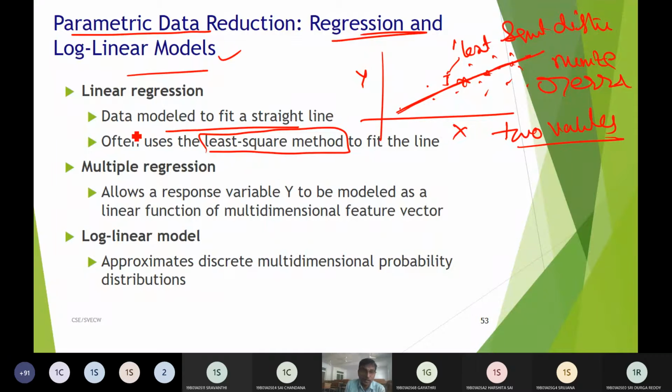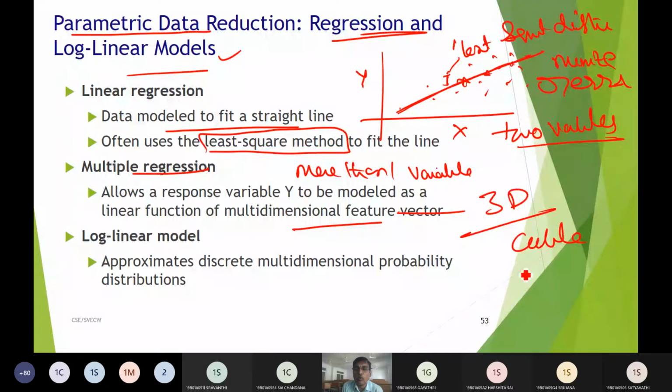Next, when we are dealing with multiple variables, we will be having more than one variable. If we are going to talk about more than one variable, then we will be getting the multiple regression at this point of time. So when we say there is a multiple regression, we will use multi-dimensional features. That means we will be using the cubic model, which is going to be represented in a three-dimensional way.